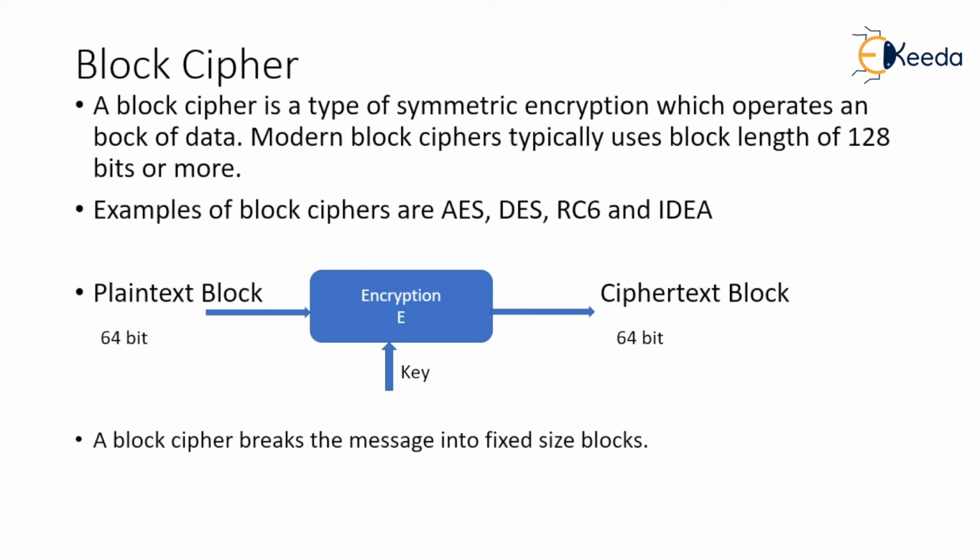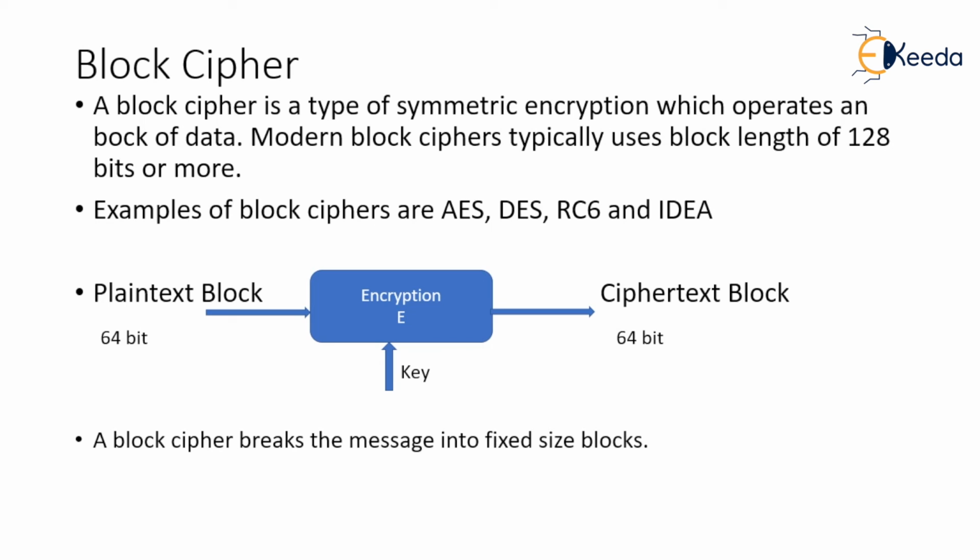What it does is, it creates blocks of the same size. The block length can be of any size. It can be 64 bits, 32 bits, 100 bits, 128 bits or more. Generally the modern ciphers typically use a block length of 128 bits or more. Previously, it was not the case. The block sizes were smaller also.